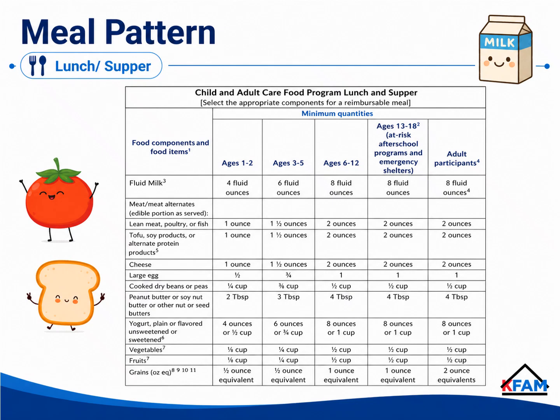For children ages 3 to 5, serve 6 fluid ounces of milk, 1 and 1/2 ounces of meat or meat alternates, 1/4 cup of vegetables, 1/4 cup of fruit, and 1/2 ounce equivalent of grains. For children ages 6 to 12, serve 8 fluid ounces of milk, 2 ounces of meat or meat alternates, 1/2 cup of vegetables, 1/2 cup of fruit, and 1 ounce equivalent of grains. Examples of meat alternates include eggs, cooked dry beans or peas, peanut butter or soy nut butter, and yogurt.